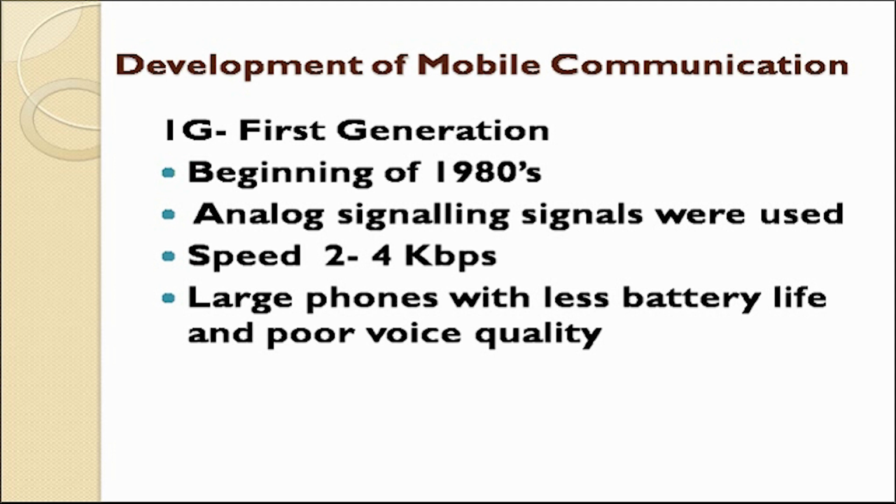Here we are using analog signals. The speed of first generation is 2 to 4 kilobits per second. The major drawbacks in first generation: large phone size, battery life is also less, voice quality is also poor.